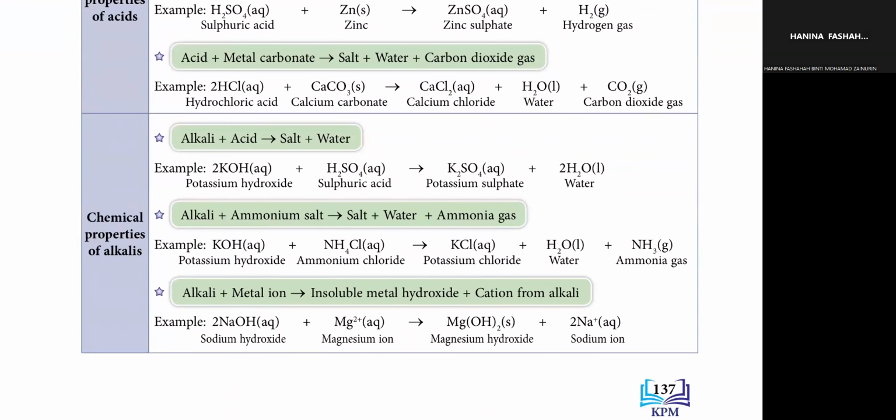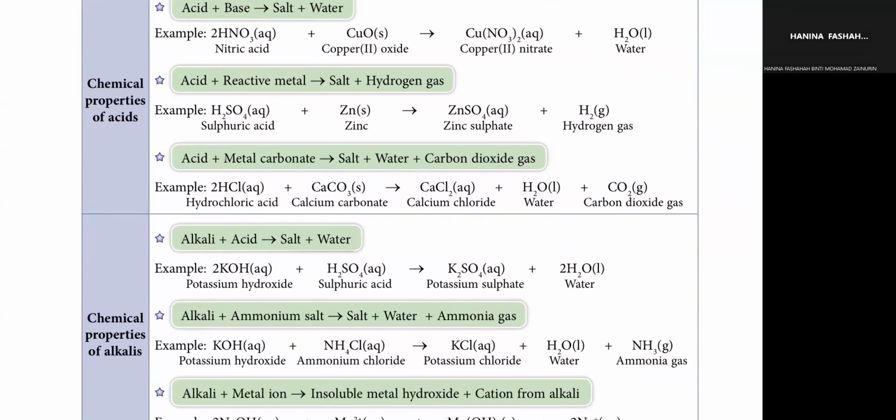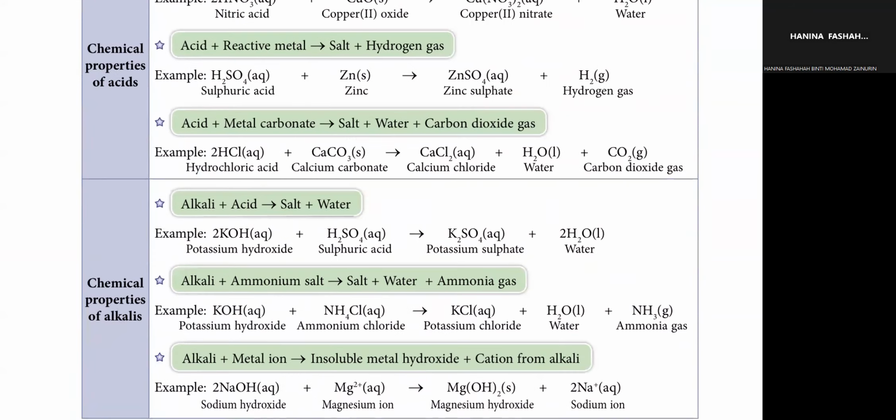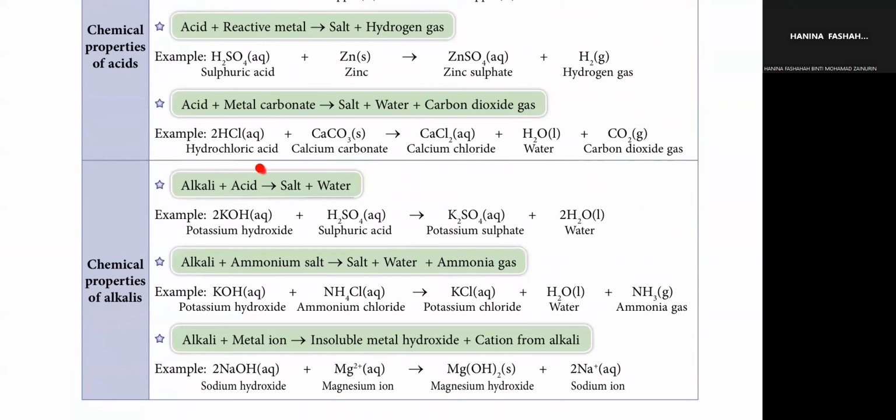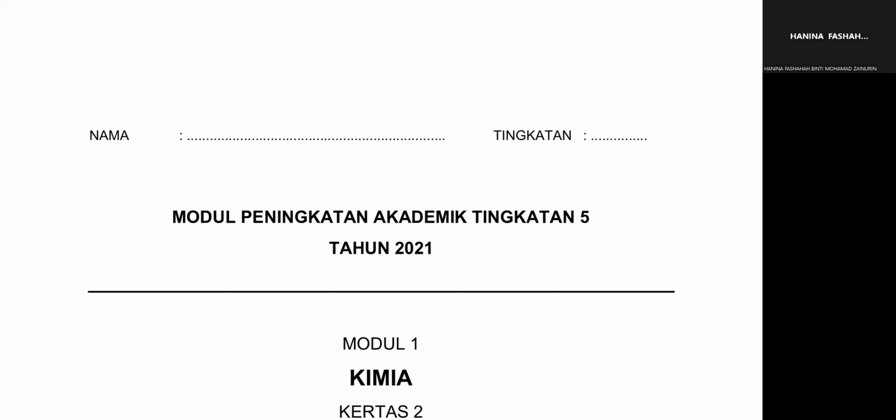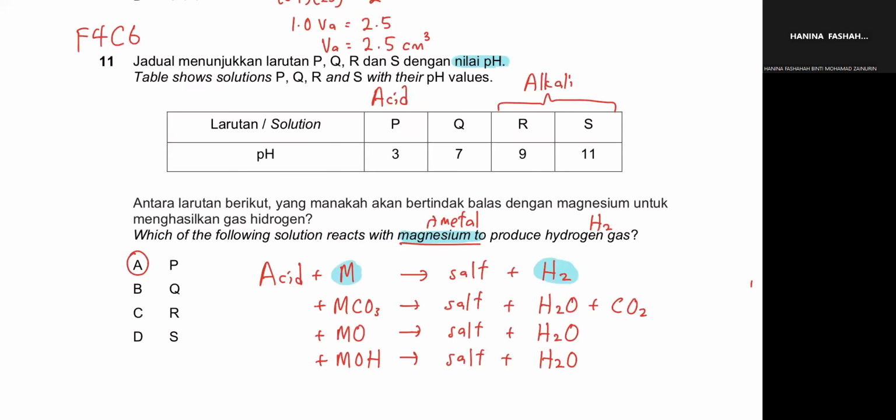Here. They show you here already. This is the chemical property of acid I talked about just now. This one I talk about is acid react with metal, produce salt and hydrogen gas. So alkaline reacts with three things. Can react with acid, react with ammonium salt, react with metal ion. These three. So okay, I understand. No problem.